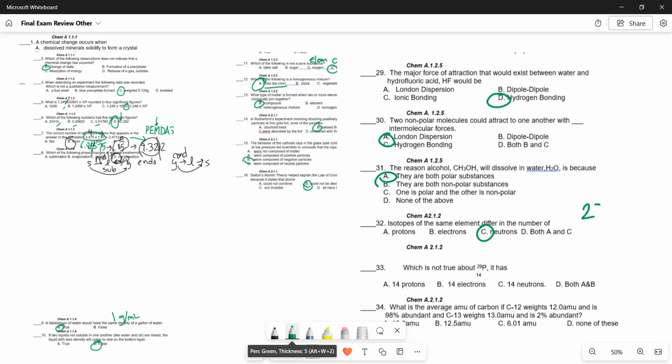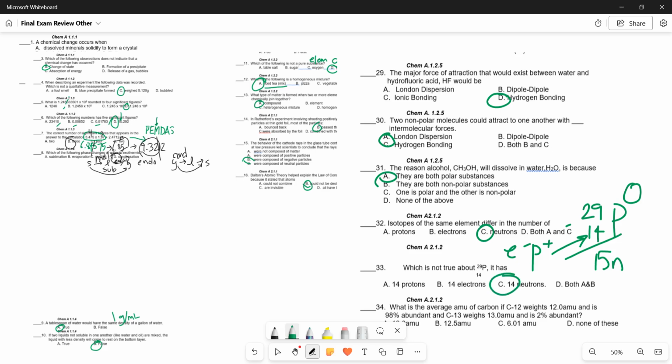So we have 29 over 14 phosphorus. This number here is the proton count, which is also going to be the electron count if this is neutral, which it is. If I subtract these, I get 15. That's going to be the neutron count, and so this is false. This should be 15. Finally, 34.